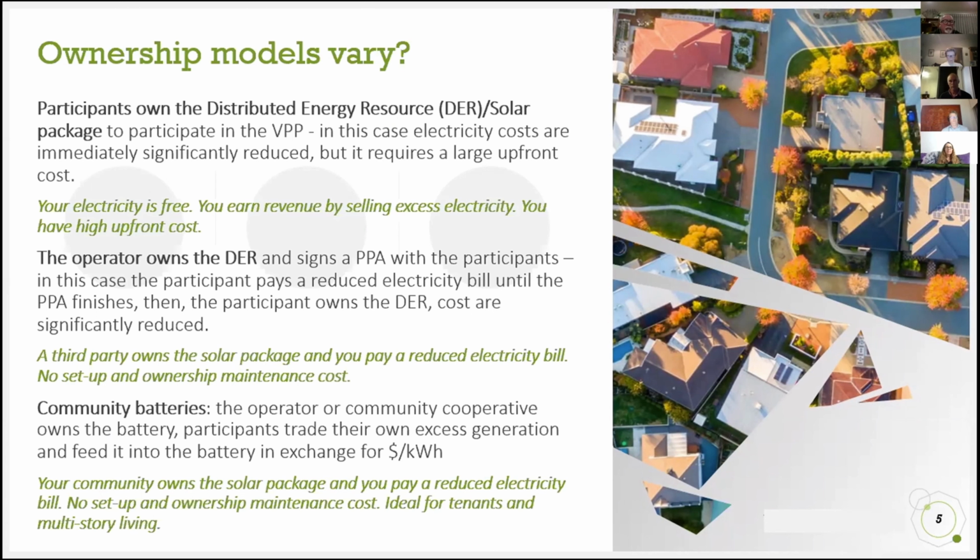Then the other option would be, and these are only very high level examples, and there's a lot of gray zone in between. So the operator owns your solar package or DER and signs a contract with the participants. In this case, you pay a reduced electricity bill and you don't have any setup and ownership maintenance costs. You're basically leasing the, it depends, as I said, there could be a PPA, could be leasing, could be owning at the end, whatever you prefer. So there are lots of different gray zones in that.